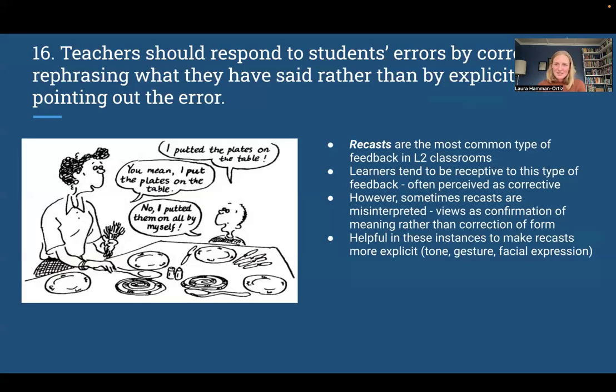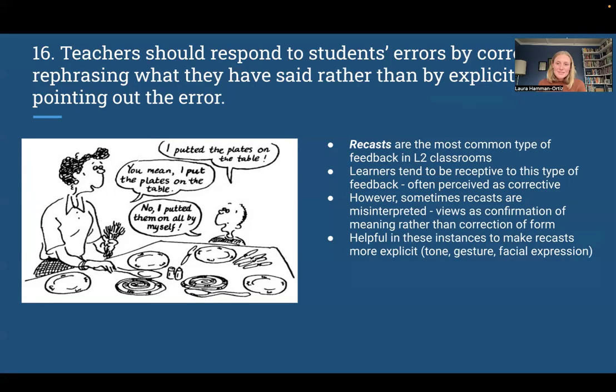You see this example from your book of the young child saying, "I putted the plates on the table," and the mom rephrasing it, "You mean I put the plates on the table?" And he says, "No, I putted them on all by myself." So clearly not being receptive to that recast. We do know that when teachers use recasting as a feedback strategy, learners tend to like that kind of feedback. They do often perceive it as corrective and make changes as a result.